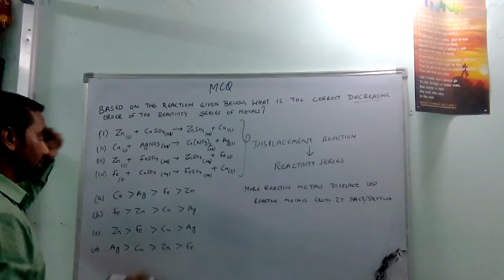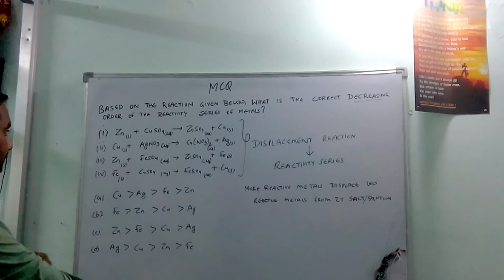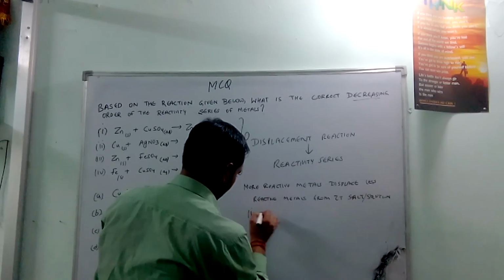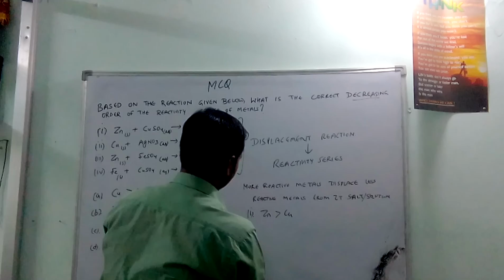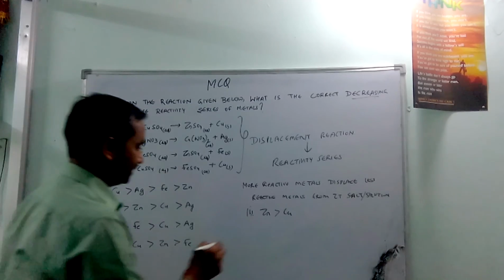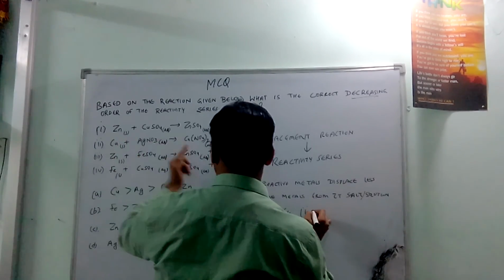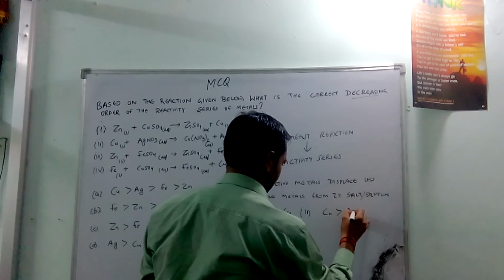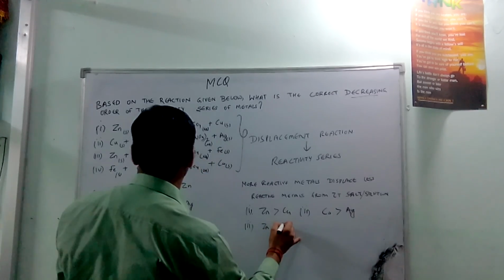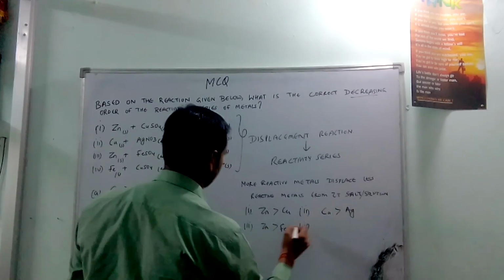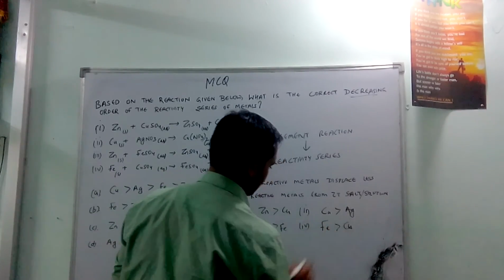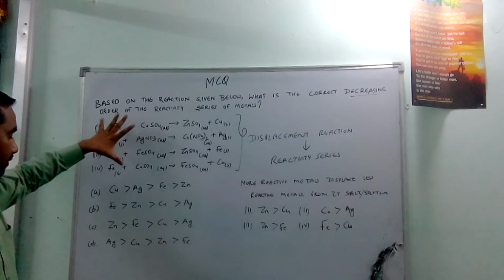Here, if we judge the four equations, we can understand that zinc is more reactive than copper. From the first one, zinc is more reactive than copper. That's why zinc is replacing copper, not copper replacing zinc. From the second, copper is more reactive than silver. From the third, zinc is more reactive than iron. And fourth, iron is more reactive than copper. This is what we observed from all the equations.